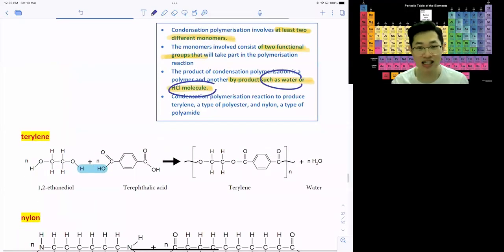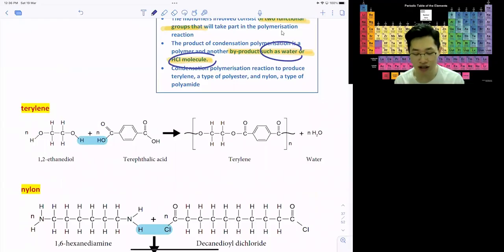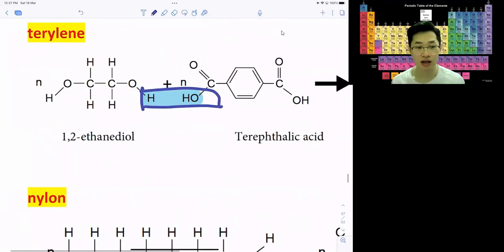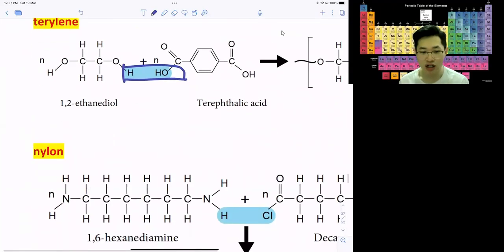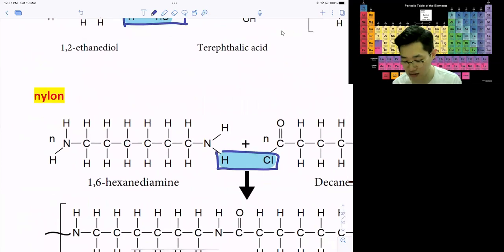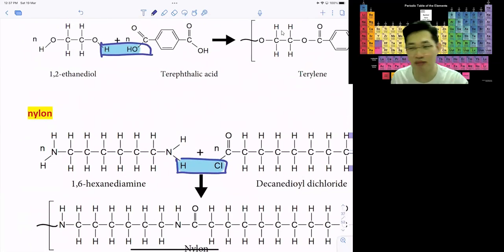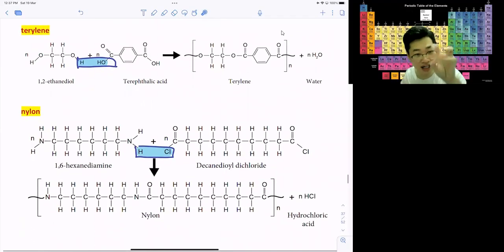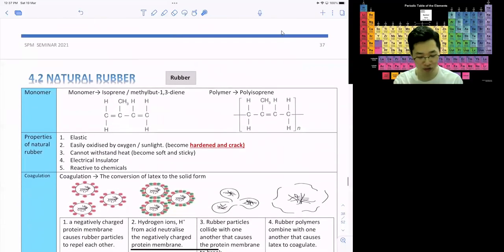Terylene produces H2O. Nylon produces HCl. I don't know how to help you remember this. So far I have no shortcut yet. You remember it yourself: terylene, water; nylon, HCl. Take out HCl and then you combine them together. You have to know how to draw as well. Later we will have questions like that.